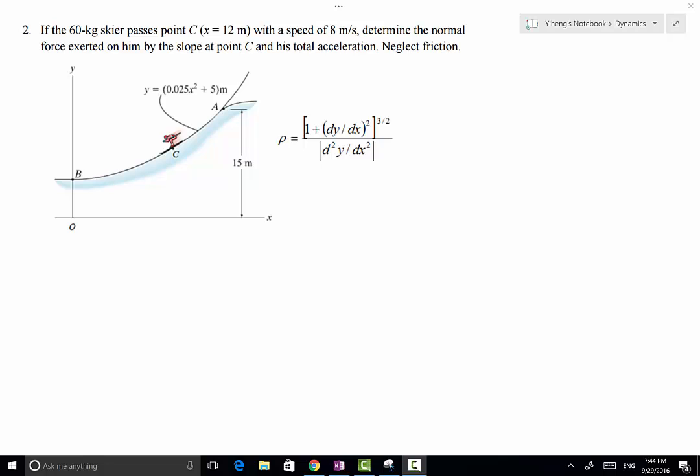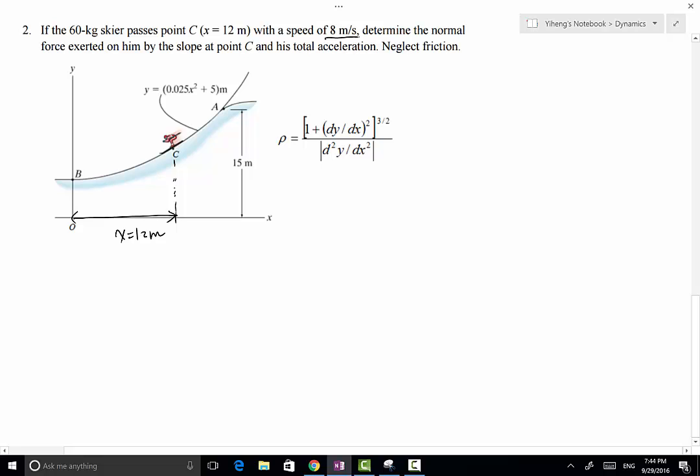In this problem, we have a skier. His mass is 60 kilogram. He's sliding down the slope. Therefore, we can neglect friction. Point C is located at x equals 12 meter. So this is 12 meter. He has a speed of 8 meter per second.